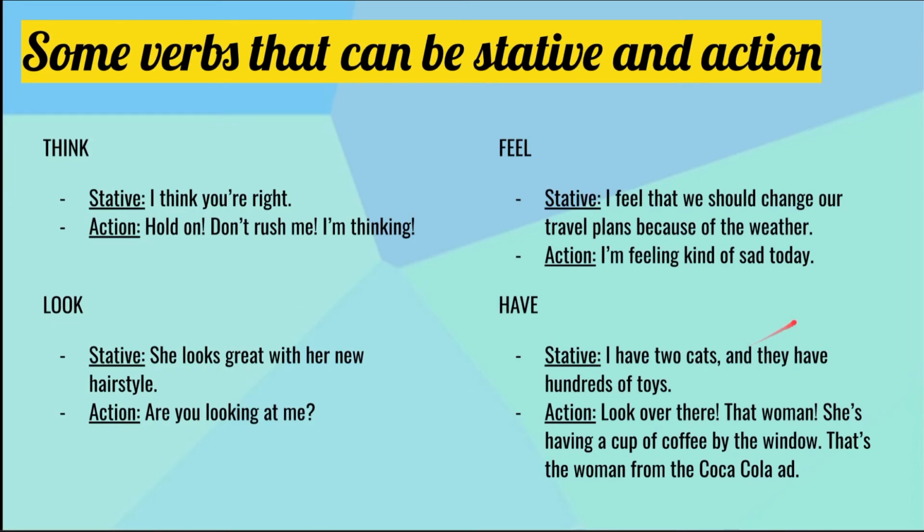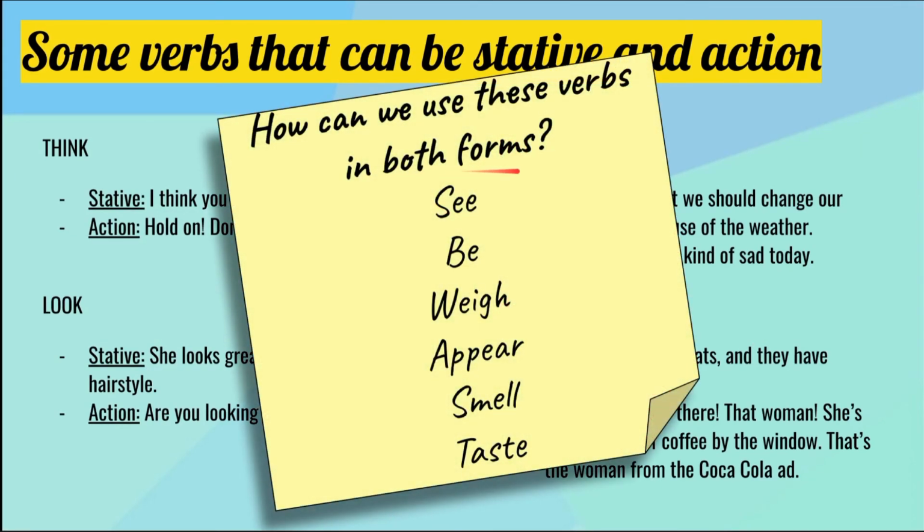So, my homework to you is to look for these words in a dictionary. These words are both stative and action verbs, so you need to look for them and see in which situations you use them as a stative verb and in which situations you can use them as an action verb. All right, we have these 6 words.